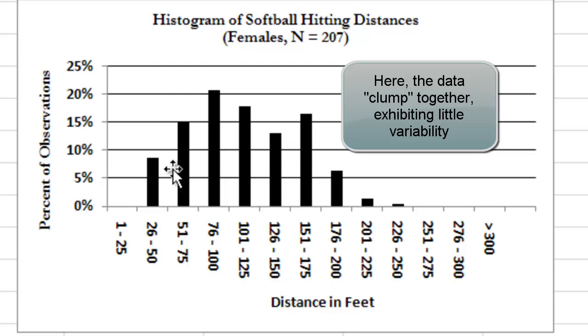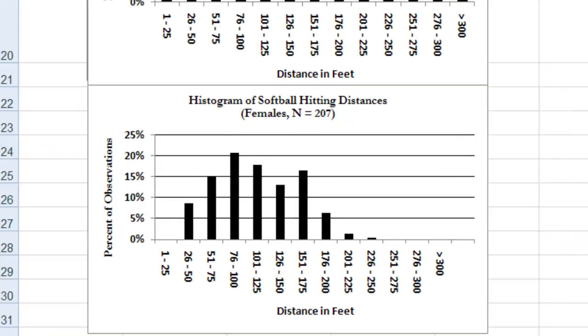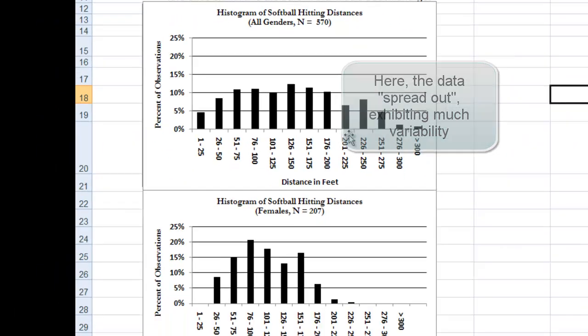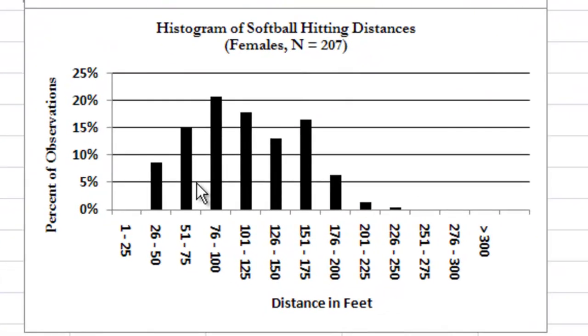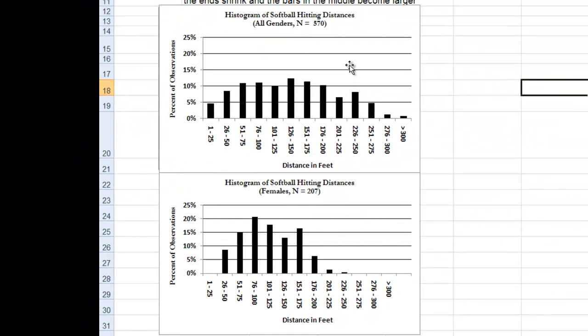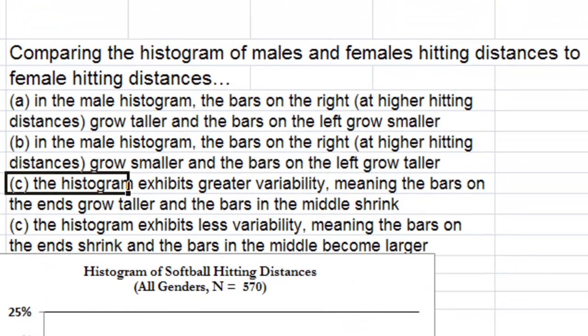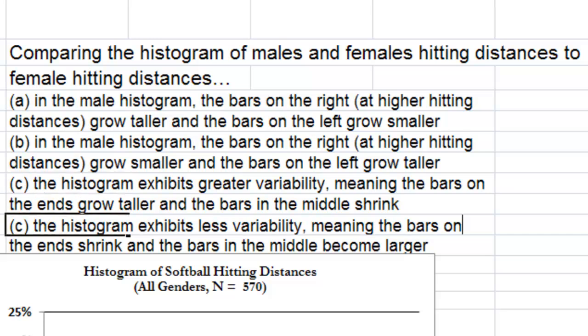With females, all the data are clumped towards the rather short hitting distances. When we go to all genders, we have people hitting only 26 feet. We have people hitting 251 feet. What we definitely have when we go from the female histogram to all genders is more variability. That's what we see in C. C says the histogram exhibits greater variability, meaning the bars on the ends grow taller and the bars in the middle shrink.